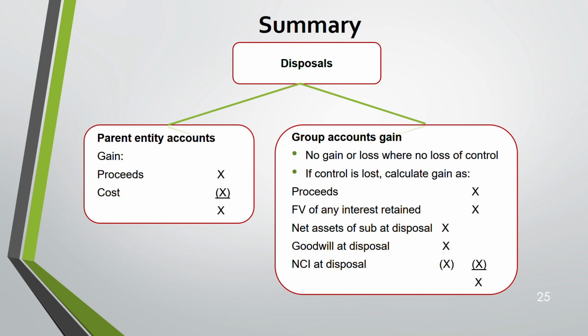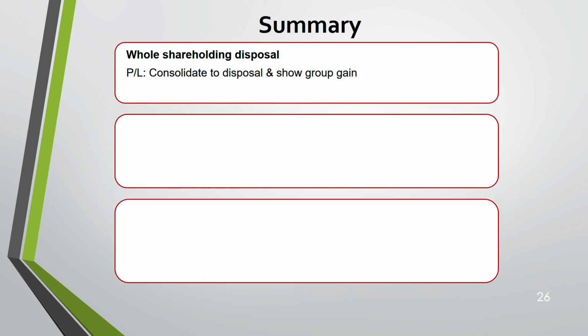Coming to whole shareholding disposal. You consolidate to disposal and show group gain. Until the disposal you consolidate and you show the group gain. Then it is in the profit and loss. Gain goes in profit and loss. In your statement of financial position, the subsidiary's net assets are not included because you are selling it entirely.